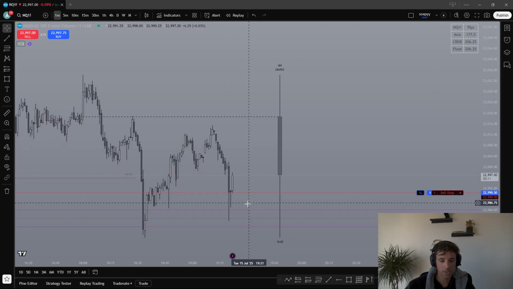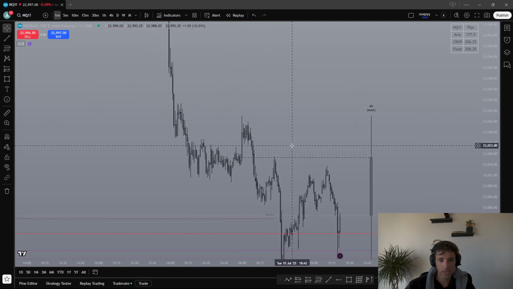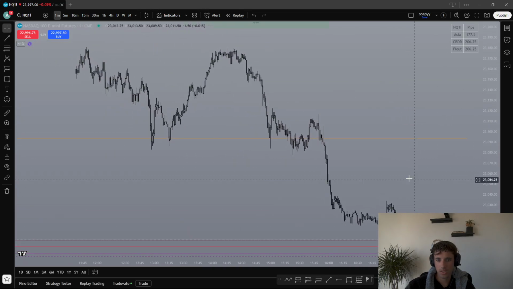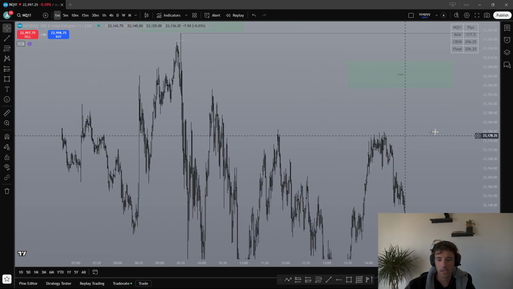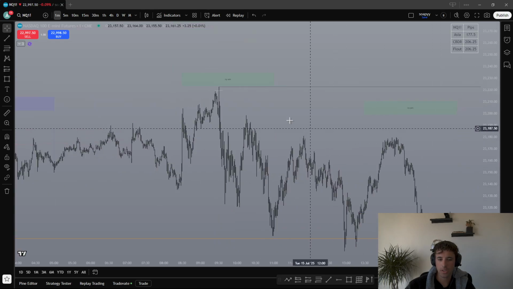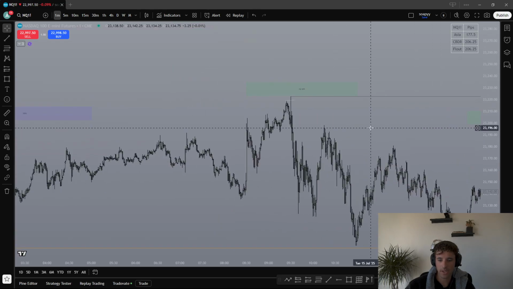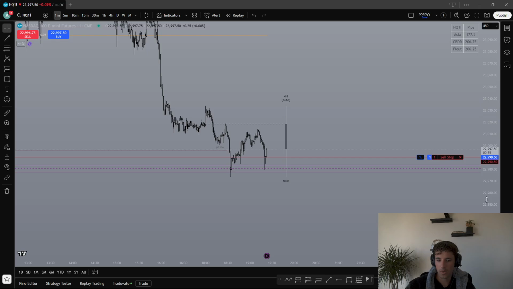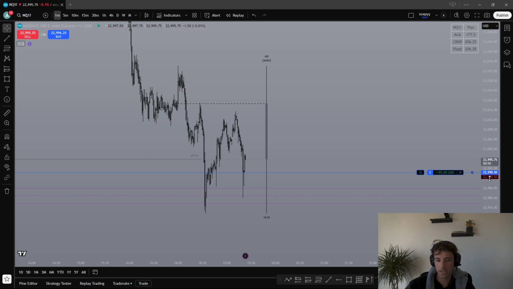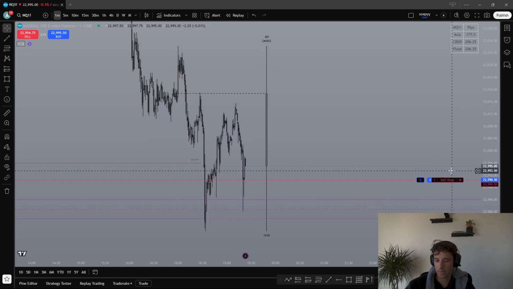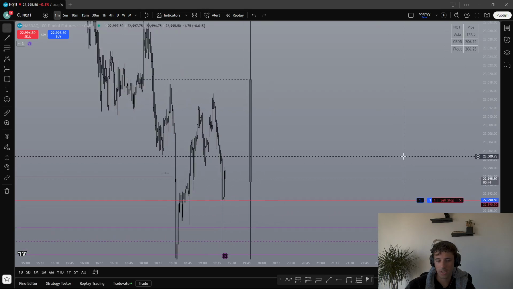Wicks are very important, like noticing where we're wicking into. That's a little bit more of an advanced concept, but mostly just focus on highs, lows, liquidity, imbalances, and practice that for now. Practice identifying them. Always ask me like, why, Antonio, why did you take that entry? What did you see here? And then slowly you'll start to pick up the terminology and the actions.